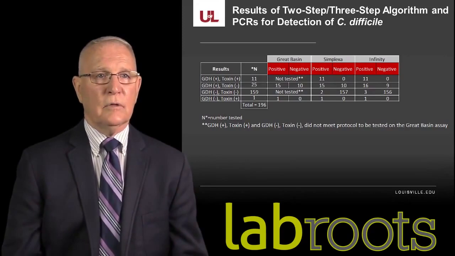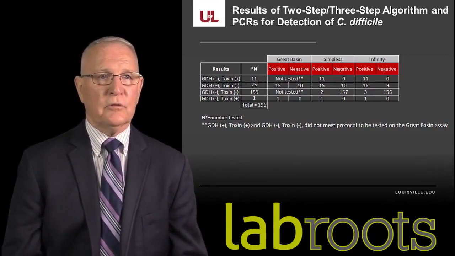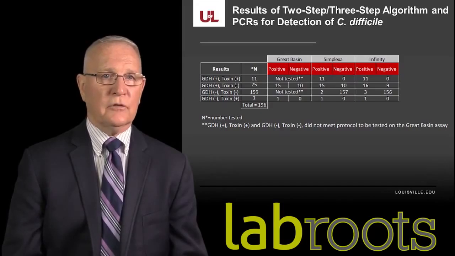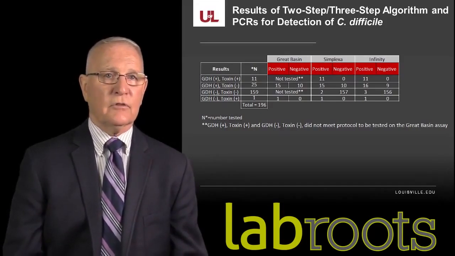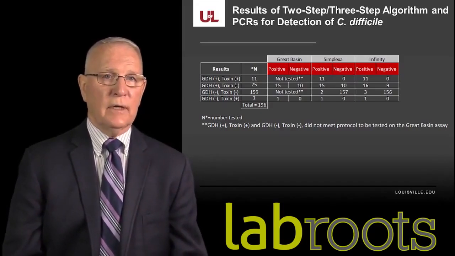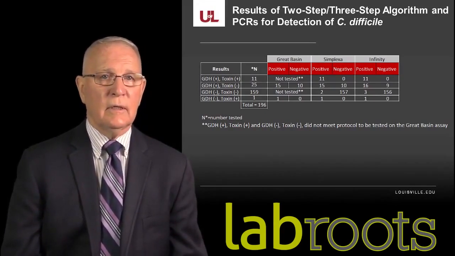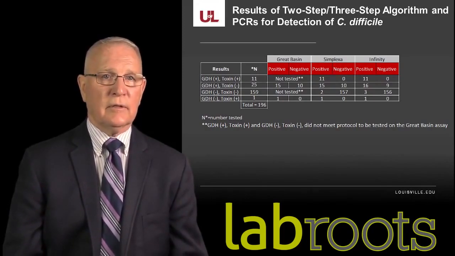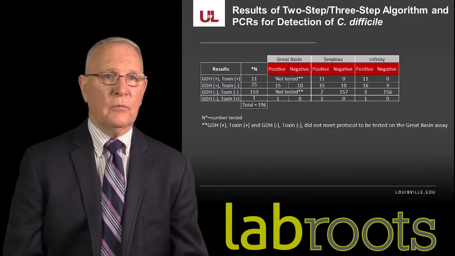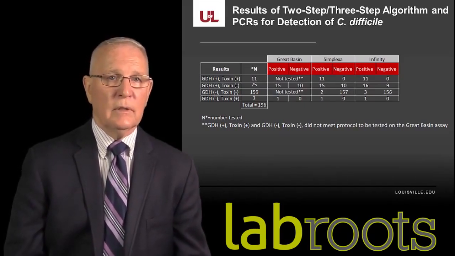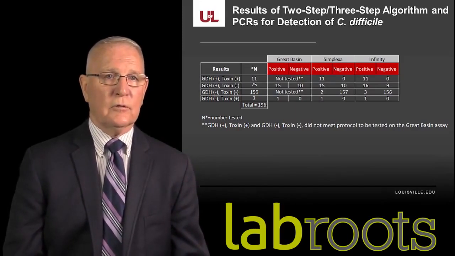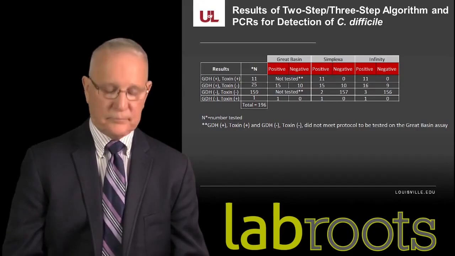We did encounter one situation where the GDH was negative but the toxin was positive. And once again, with the Great Basin, the result was positive. And for the Simplexa as well as for the Infinity, they respectively detected as positive that which was toxin positive by our 2-step algorithm. So once again, there's pretty good correlations you can see there.